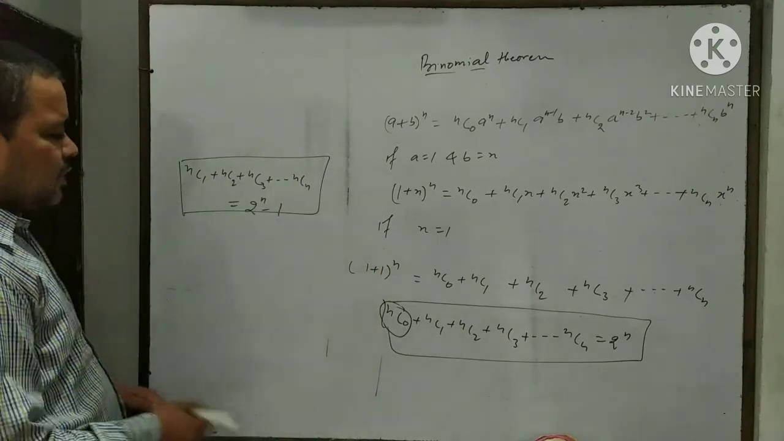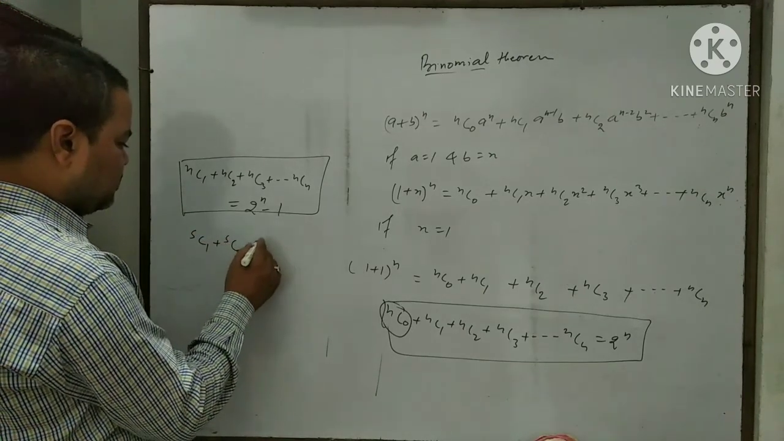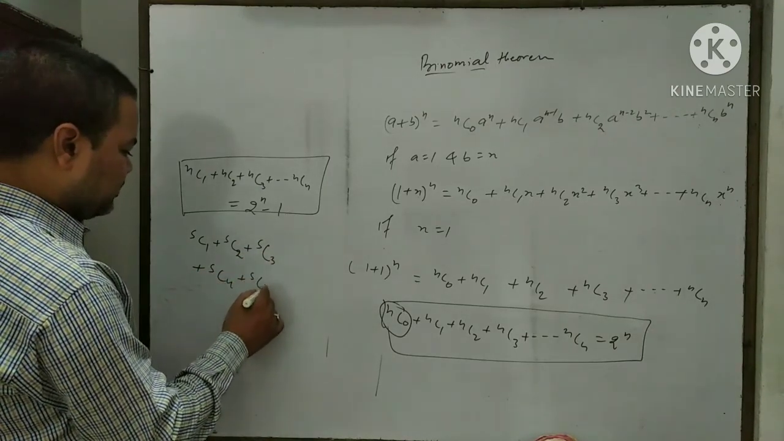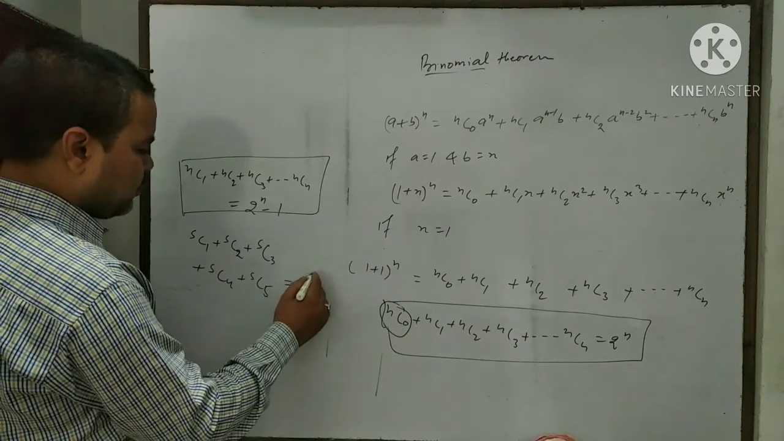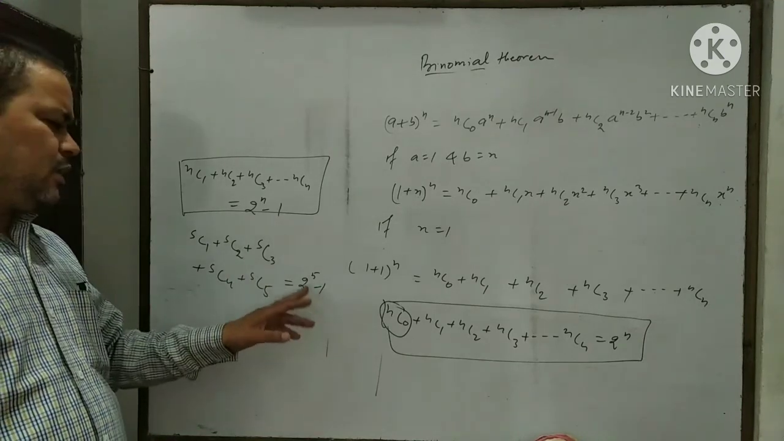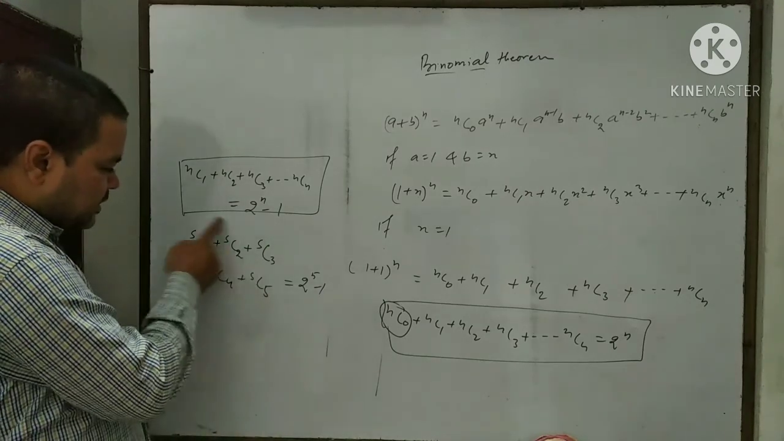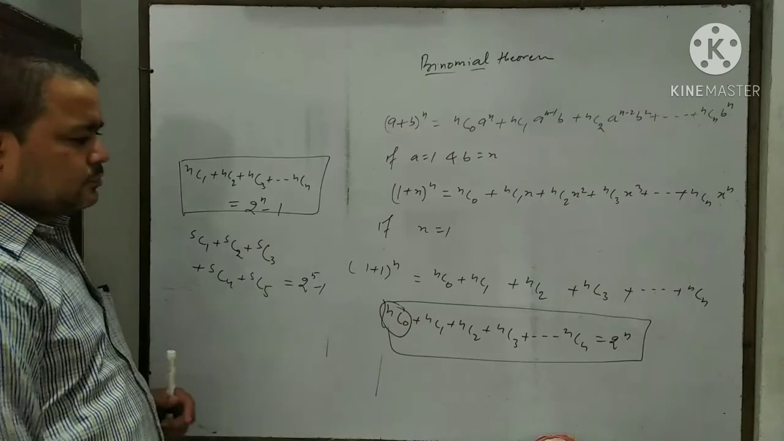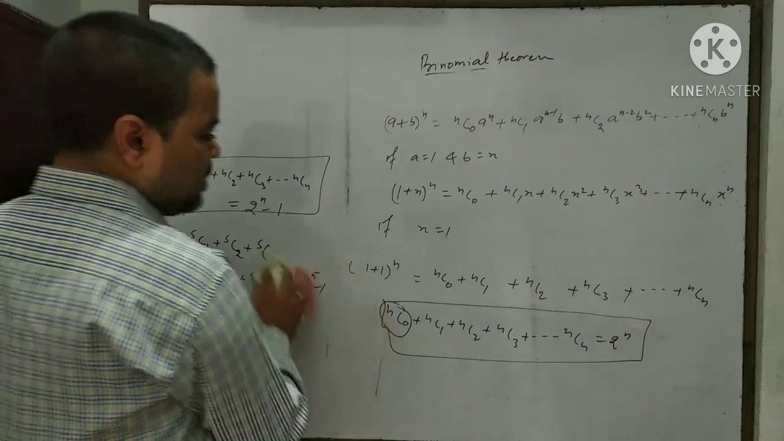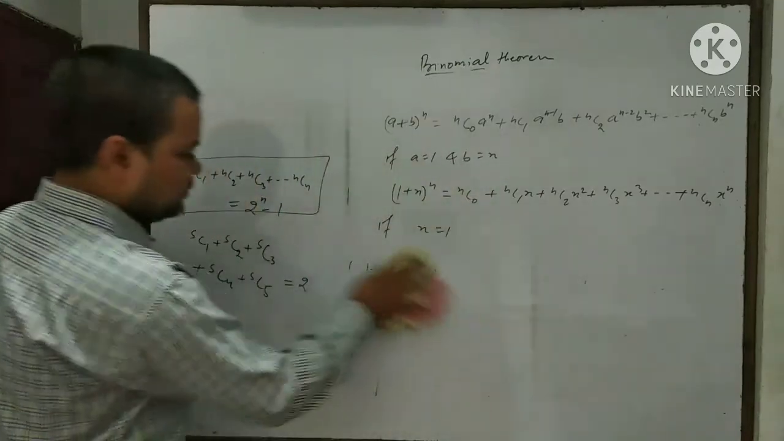It means if we want to find 5C1 + 5C2 + 5C3 + 5C4 + 5C5, then the total value will be 2 raised to the power 5 minus 1. If you calculate it, whatever 2^5 minus 1 gives, that will be exactly this value. Here we get two facts.